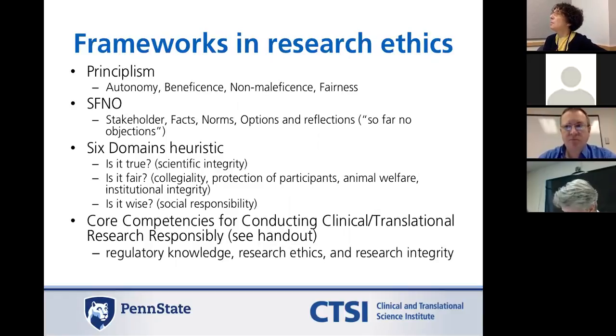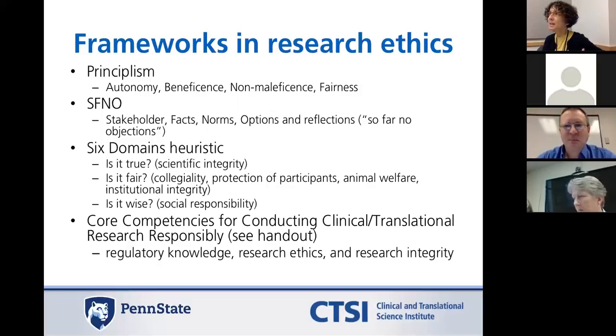So in research ethics, again, principalism is often used. In fact, for those of you who use human participants in research, you'll probably recognize that the Belmont Report and the regulations that we rely on for oversight of humans in research really rely heavily on principalism. There's S7O, so far no objections, that was developed by Jim DuBois.